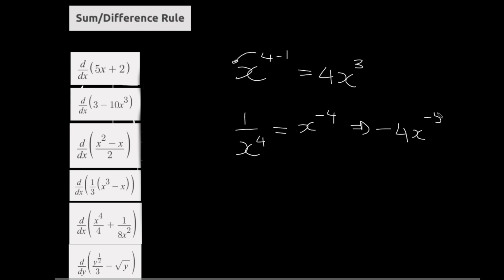And then from here, we can rewrite it like this: negative 4 over x to the power of 5. Okay, so whenever you see 1 over and then the term you need to differentiate, you need to bring this to the top. All right, so the first one is really straightforward.